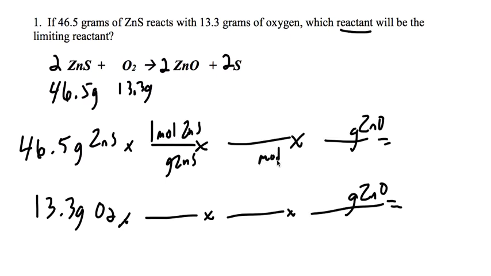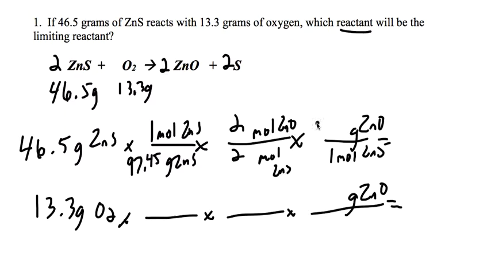Moles of ZnS need to cancel here. This is grams of ZnO, so there's going to be 1 mole of ZnO. This is going to be moles of ZnO. From the balanced equation, these are both 2's. If I add up the grams from the periodic table, the molar mass, this is 97.45. This is 81.39. Just notice I'm keeping the same product on both of these. So this will be 81.39. This will be 1 mole of ZnO. This will be moles of ZnO.